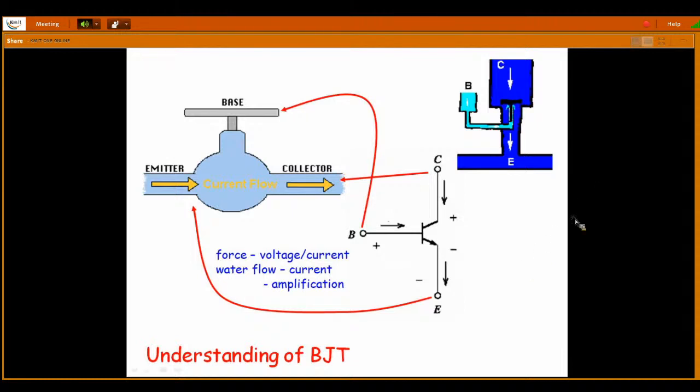This is the symbol of the NPN transistor. This transistor has three terminals: one is the base, the second one is the collector. How to understand this will be clearly explained with the help of the basic diagram.